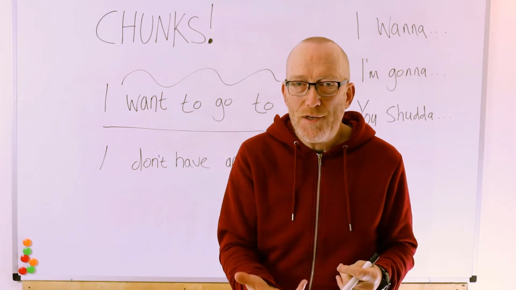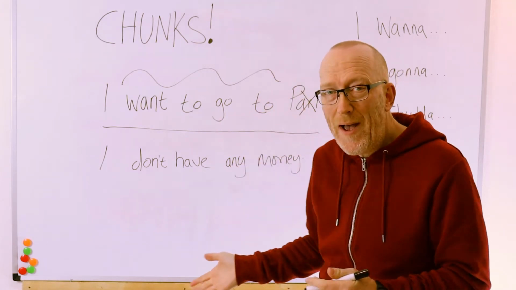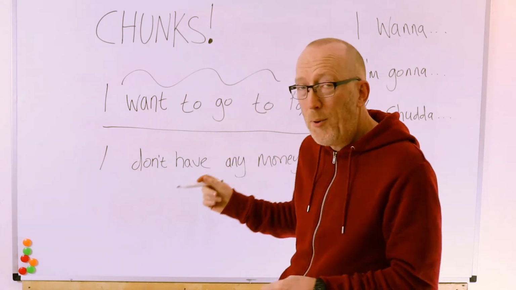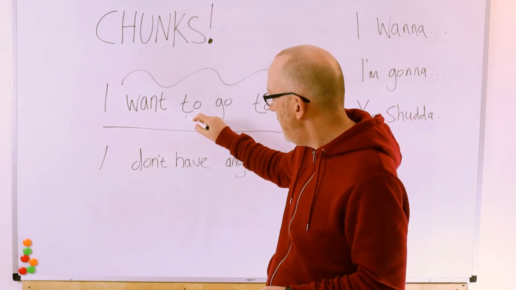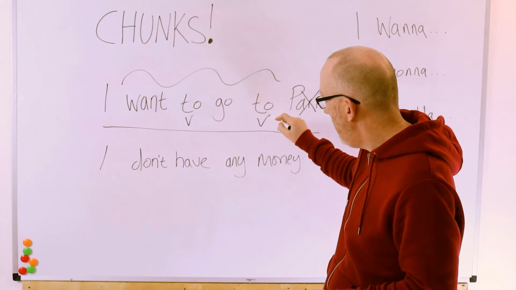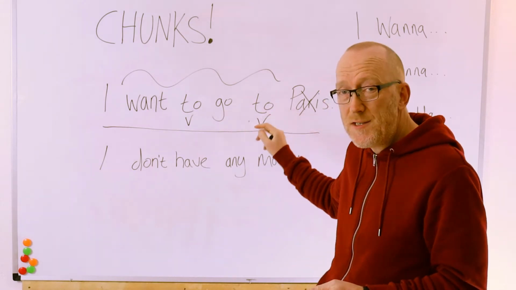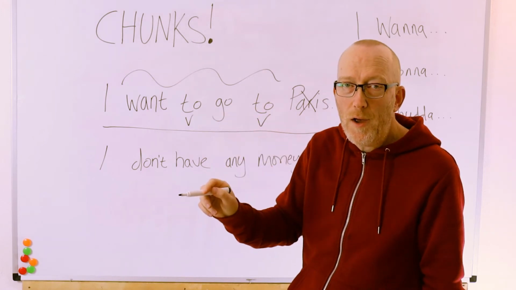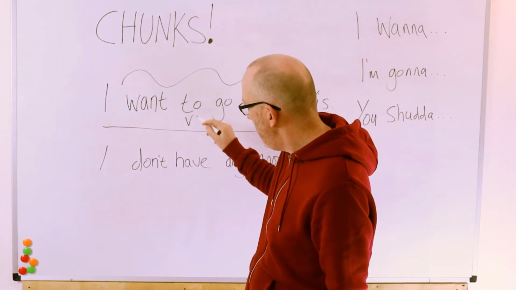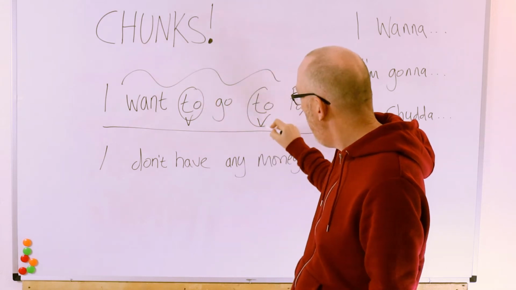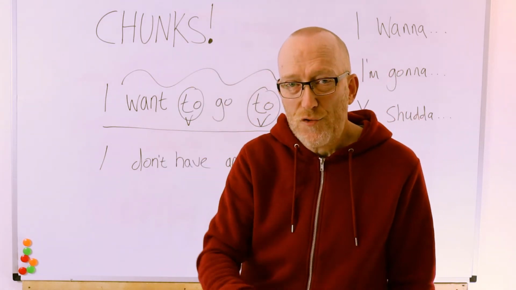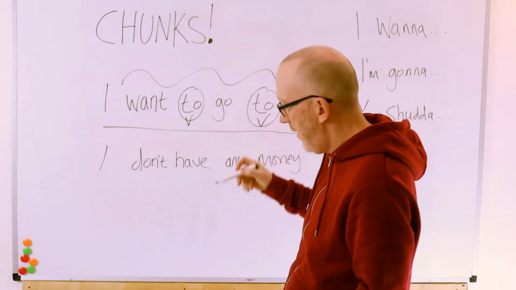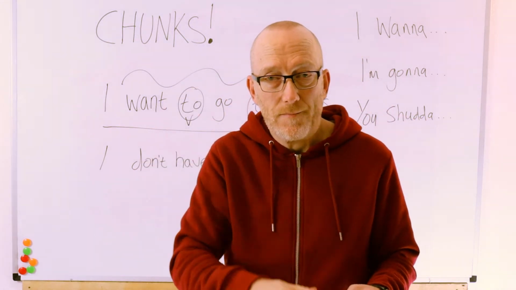It includes word stress, which words are stressed, which words are unstressed. For example, in this sentence, to is unstressed, to is unstressed, and so is to. I wanna go to Paris. So this word here and this word here, they're both to. They are unstressed. So my intonation in my sentence, actually on these two words, drops.